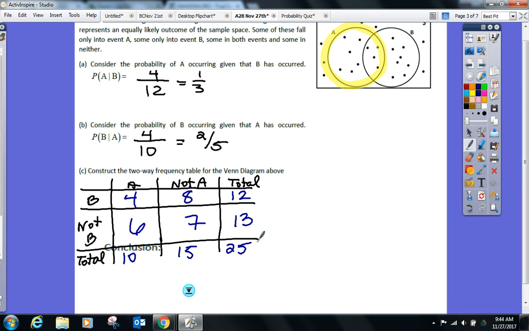All right, help me out. Oh, yep, sure, Olivia. Yes, in a two-way table, absolutely. Yes, yes, yep.